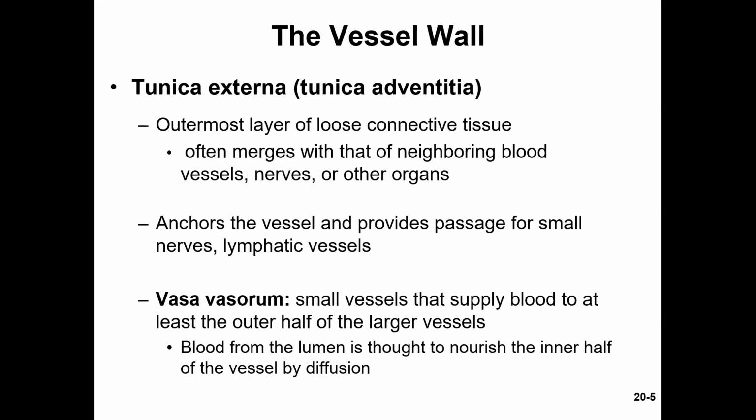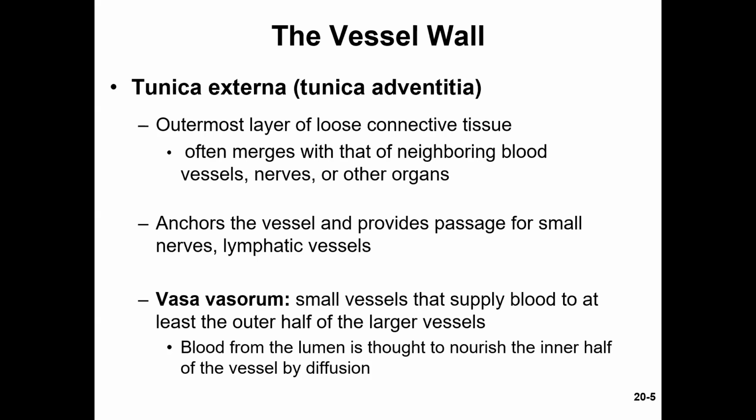The tunica externa, or the tunica adventitia, is the outermost layer of loose connective tissue. It often merges with that of neighboring blood vessels, nerves, or other organs. It anchors the vessels and provides passage for small nerves and lymphatic vessels.